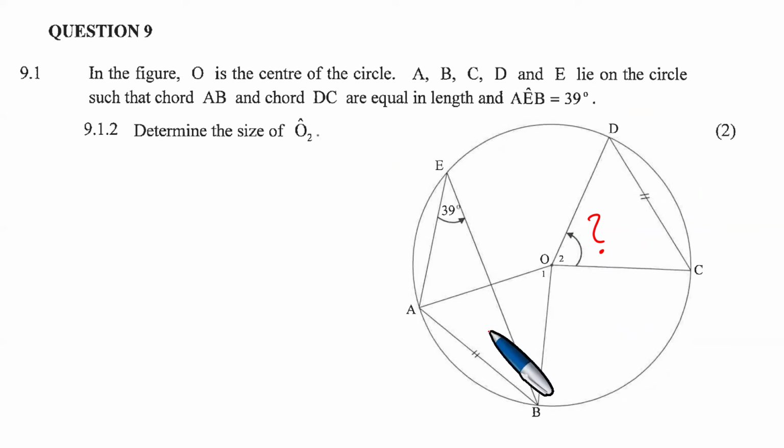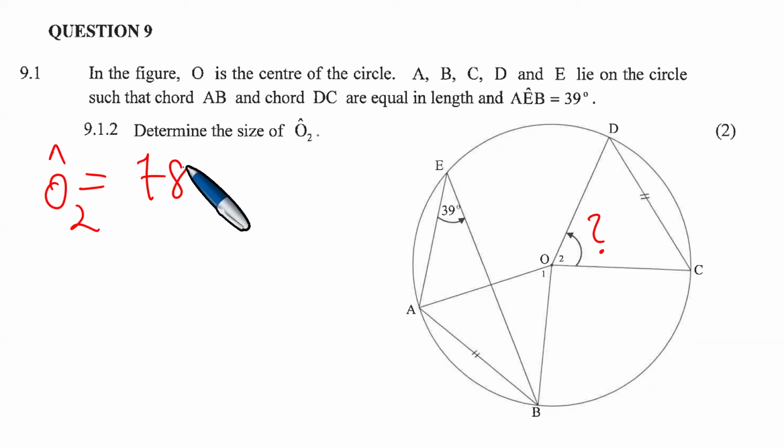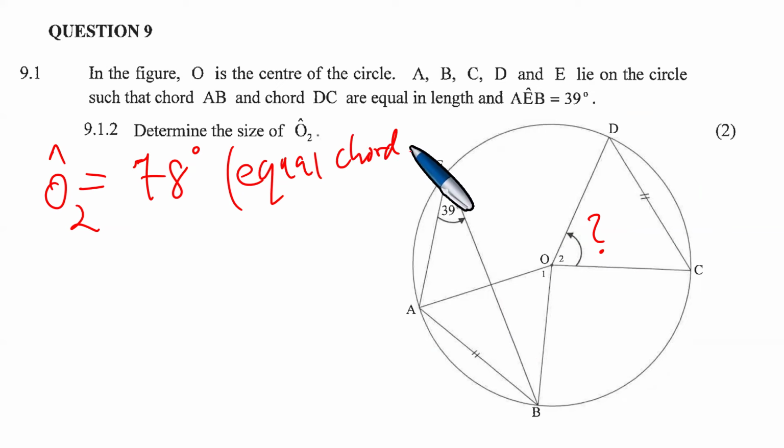Okay, there are a couple of things that are very important. We are able to see that the angle O2 is actually equal to 78 degrees. The angle O2 is 78 degrees. Why? Because of equal chords, equal angles. These chords are equal here and equal angles there.